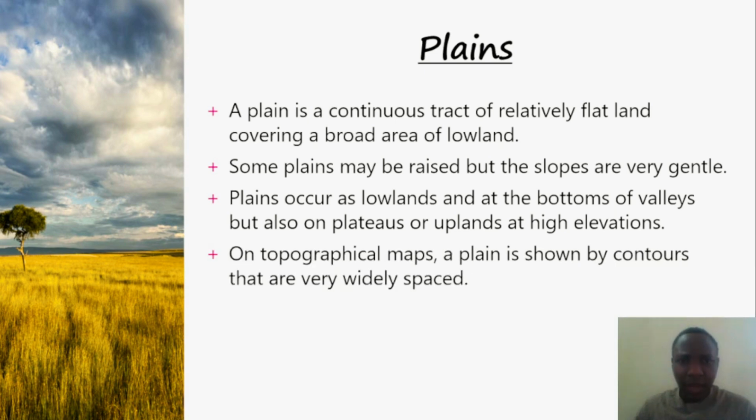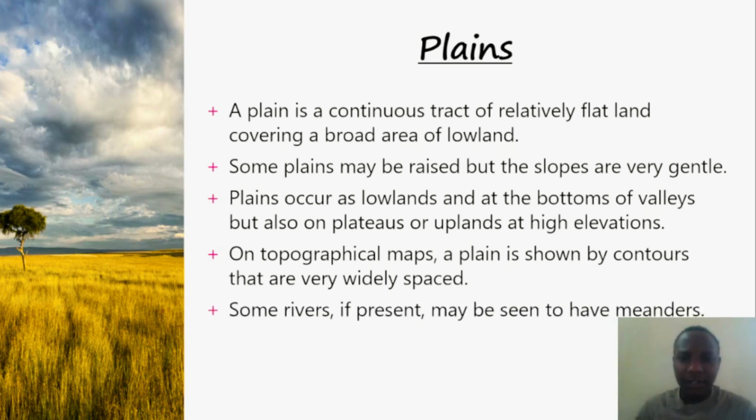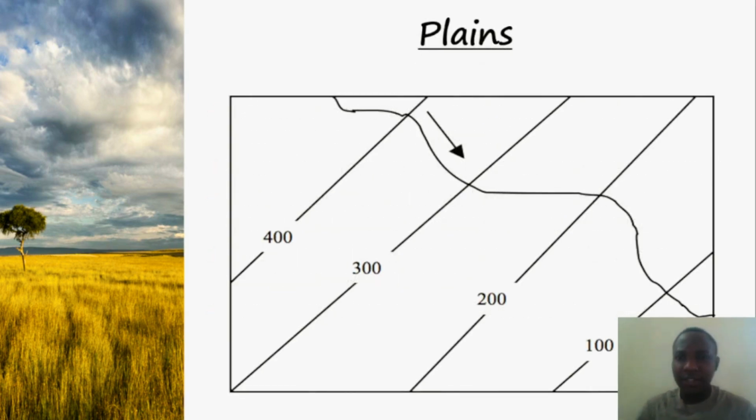Now, on topographical maps, a plain is shown by contours that are very widely spaced away from each other. So you can tell that these contours represent a plain when you see that they are widely spaced from one another. Now, some rivers, if present, may have meanders that you can notice along these contours. Here is the diagram that shows how plains can be seen using these various contours.